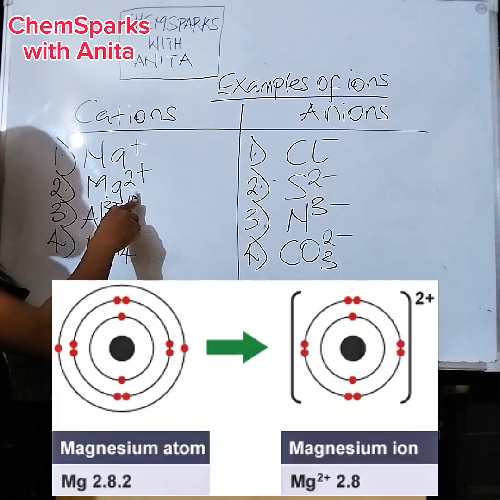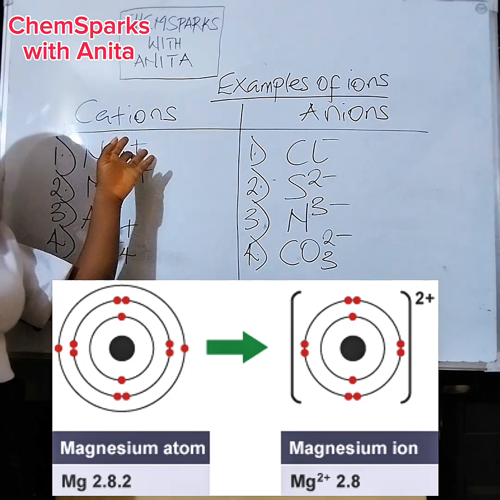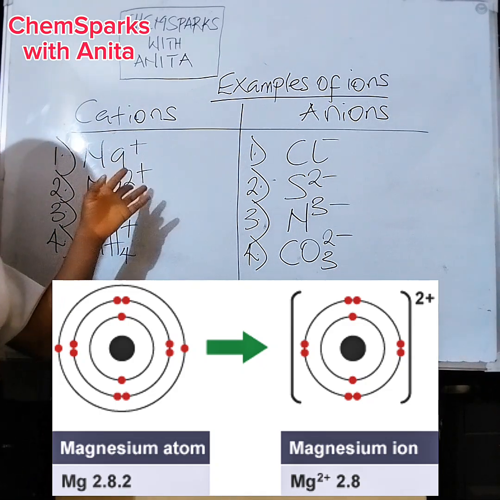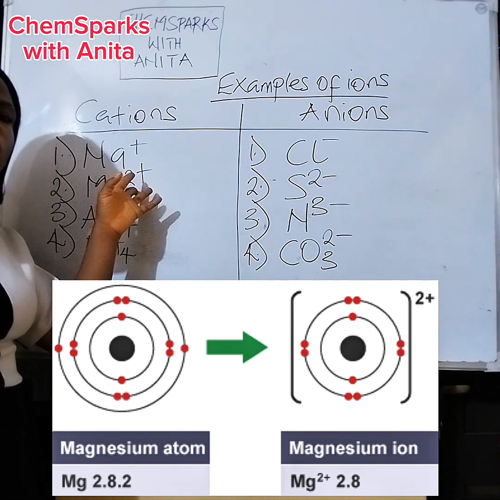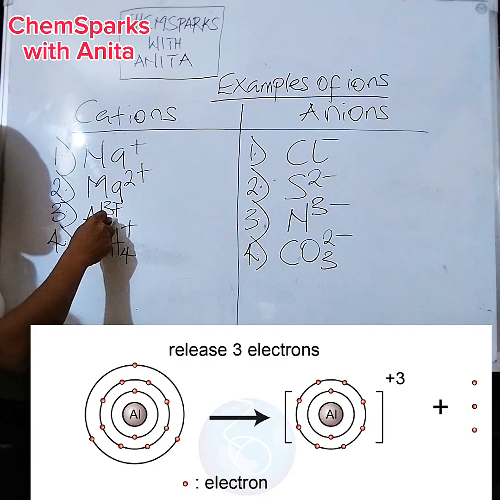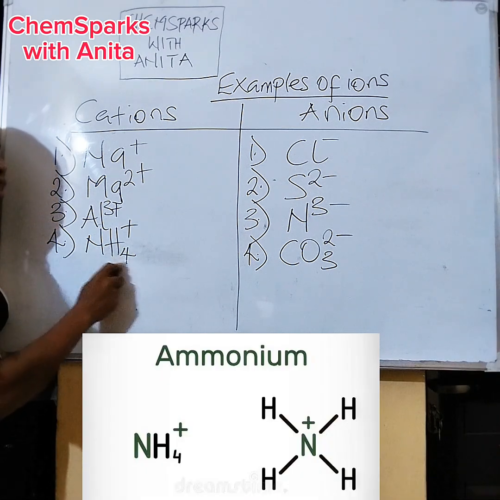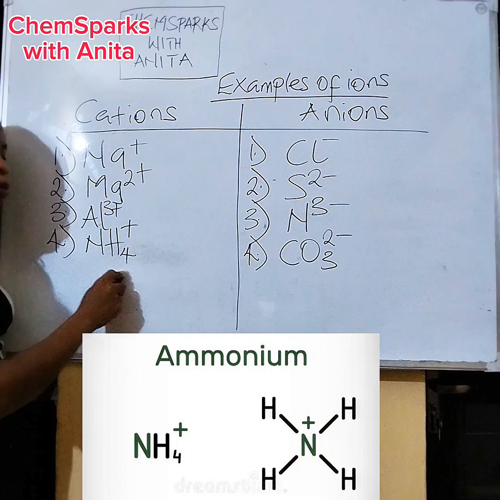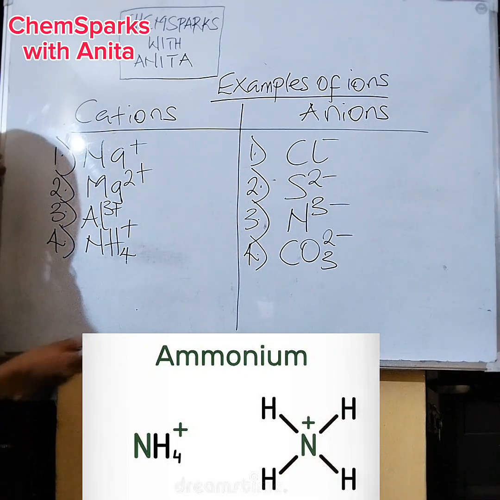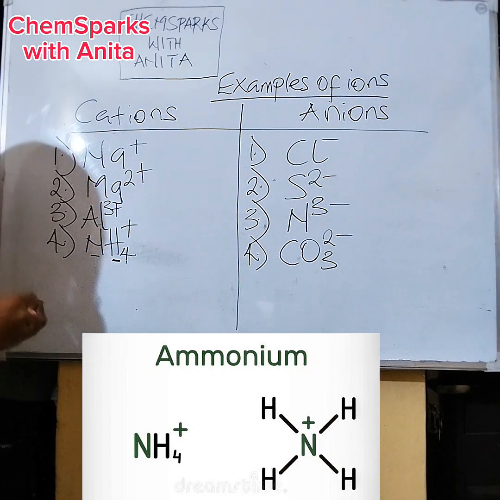Now coming to magnesium, magnesium has two charges. In the case of sodium, sodium lost one electron, while in the case of magnesium, magnesium lost two electrons. Aluminium, having three positive charges, shows that aluminium lost three what? Electrons. While this, when you look at this, you will see that this is more than one atom of an element. We have an atom of nitrogen and an atom of hydrogen coming together to make this what?